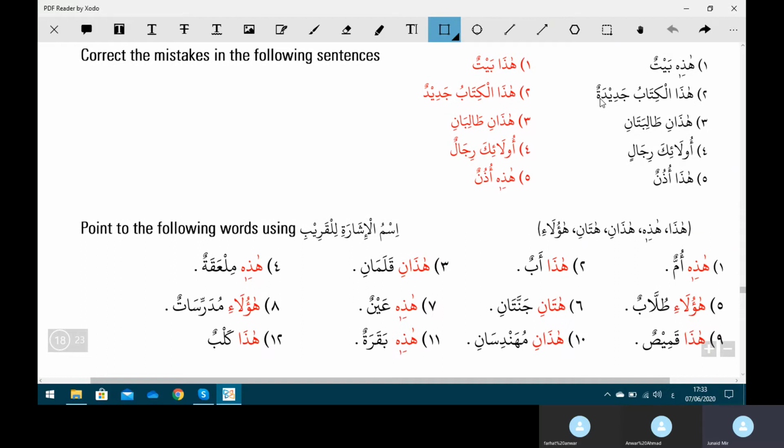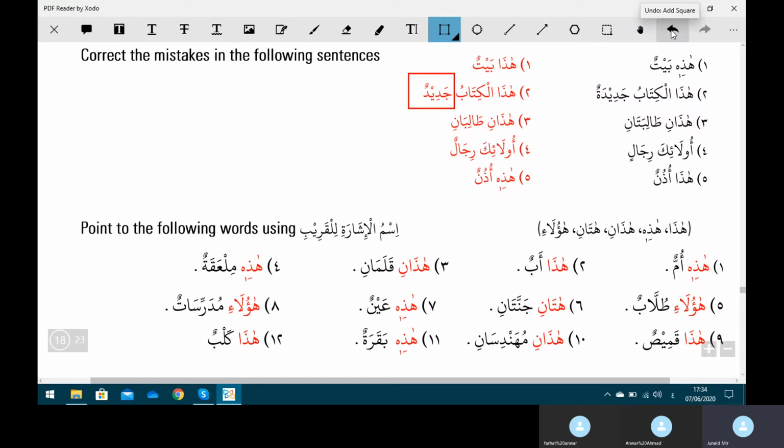Number two, هذا الكتاب جديدة. The mistake with that one is the word جديدة. So it means this book is new, right? The word after has to agree with the word before in number and gender. So jadidatun is singular, al-kitabu is singular, no problem with the number. But the gender, however: jadidatun is feminine and al-kitabu is masculine. So there's a clash in the gender. So the correct answer is jadidun. Now it agrees in gender. Jadidun is masculine, al-kitabu is masculine.